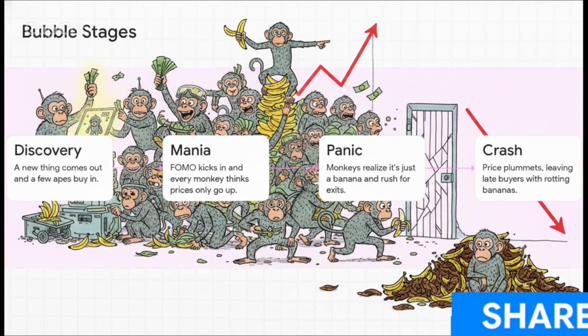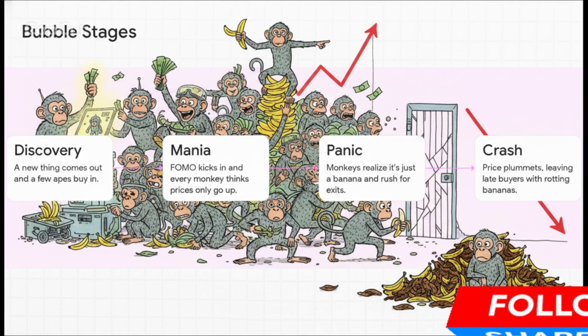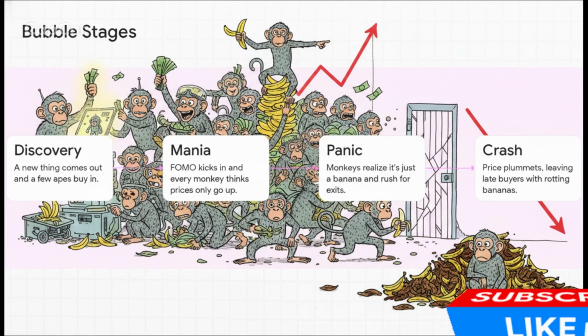First up is discovery. A cool new thing comes out, like an AI smart monkey, and a few apes buy in. Second, we hit mania. FOMO kicks in hard. Every monkey thinks the price can only go up, and they're buying bananas just to sell them to someone else for more leaves. Third is panic. The monkeys get hungry, they realize a banana is really just a banana, and they rush for the exits. Finally, the crash. The price just plummets to half a leaf, leaving all those late buyers holding rotting, worthless bananas.